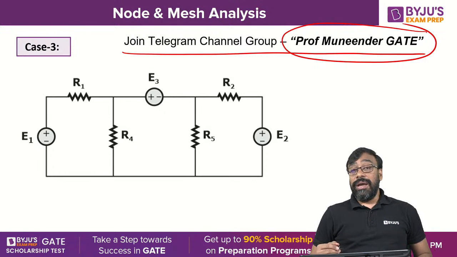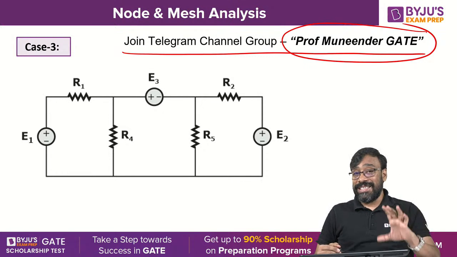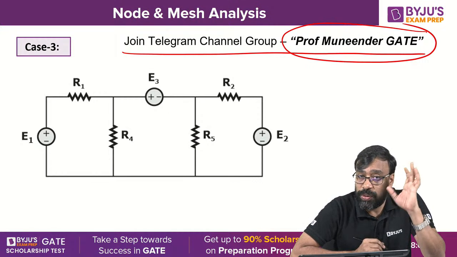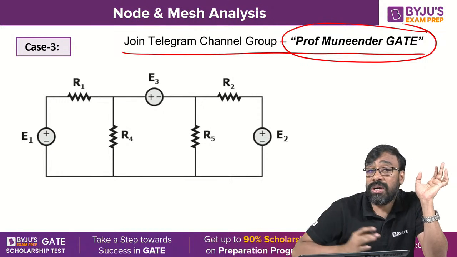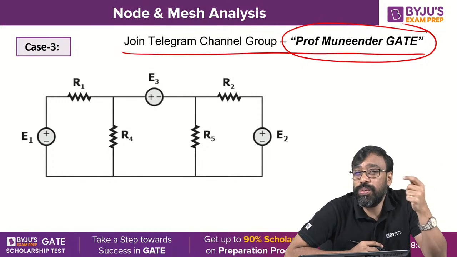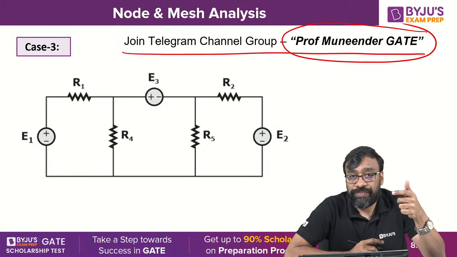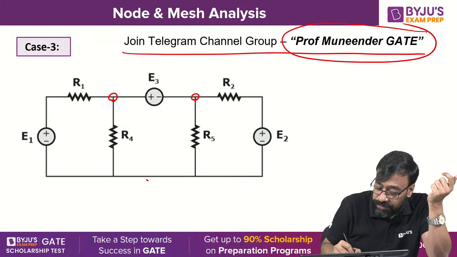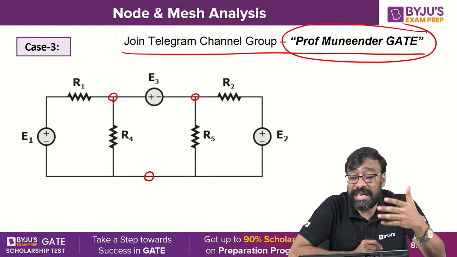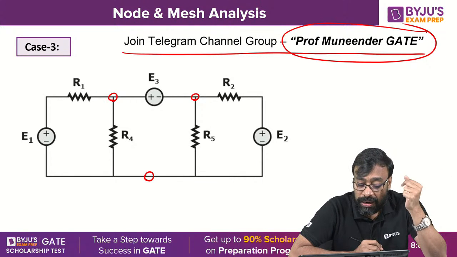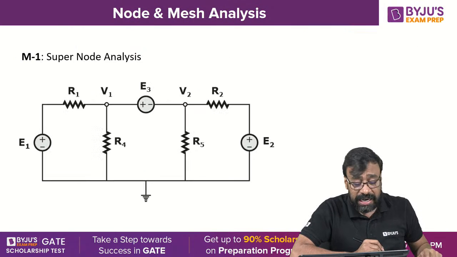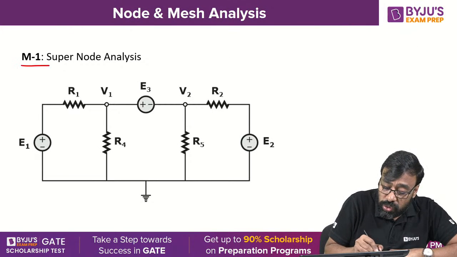Well, now in the node analysis, cases 1 and 2 we already discussed, but now case 3. Let us try to understand here. Look at this. This is the network given. So how do you solve this network? How many nodes are there? 1, 2, 3. We are discussing node analysis. Now to solve this network, there are 2 methods we can apply. The first method, method 1, is super node analysis.